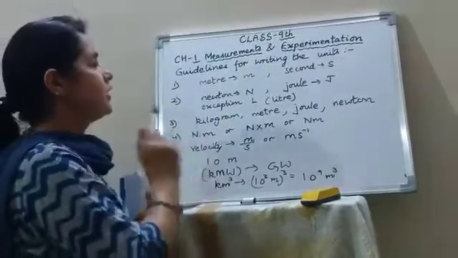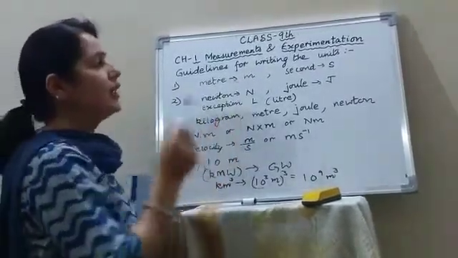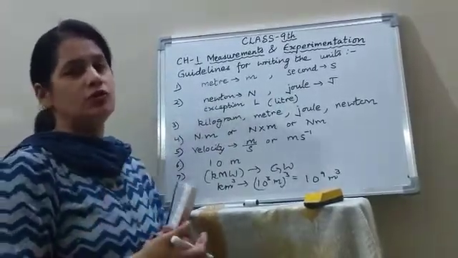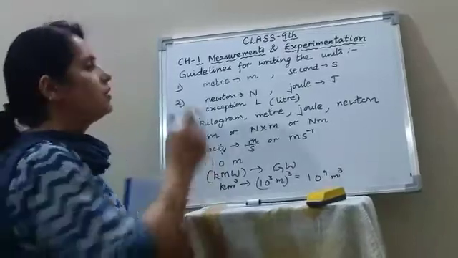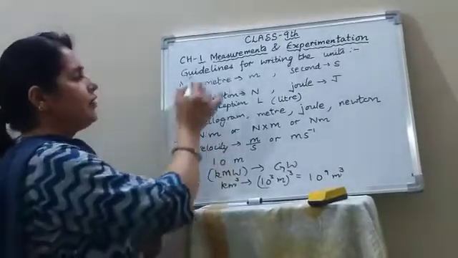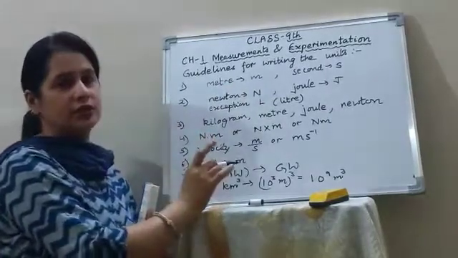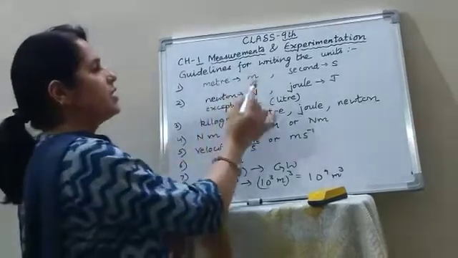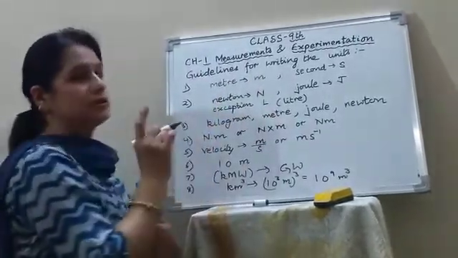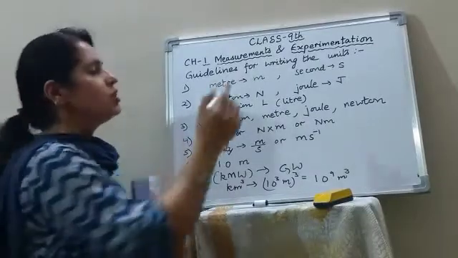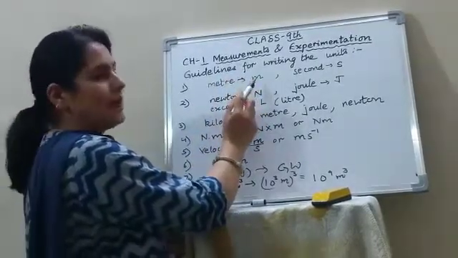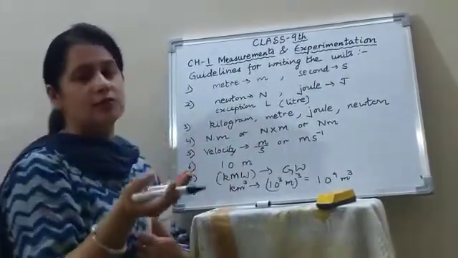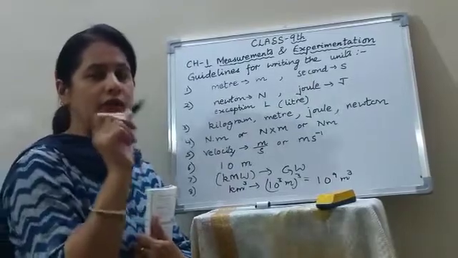Now children, listen carefully to the guidelines for writing the units. When you are writing the units, which rules will you follow? The first rule is that if the unit is not named after a scientist, then its symbol is written with a small letter, like meter. Meter is not the name of a scientist, so it is represented by small m. Similarly, second is represented by small s. Kilogram, small k, small g.